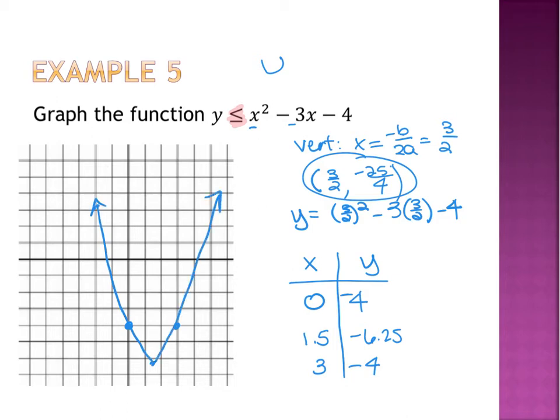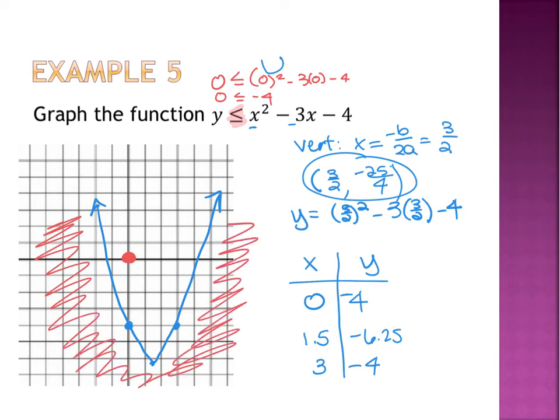And now for the tricky part, we just have to pick a test point. Again, we can pick the test point 0, 0. So I'm going to say, is 0 really less than or equal to 0 squared minus 3 times 0 minus 4, or I'll say, is 0 really less than or equal to a negative 4? And because it's not, that tells me that my solution is not inside the parabola, but it's actually going to be outside of my parabola, and I'm going to shade the outside. And we'll do one more example just to make sure we understand how to do this.